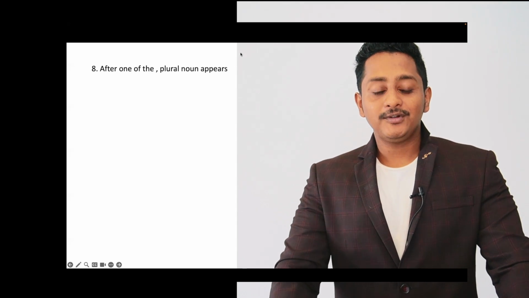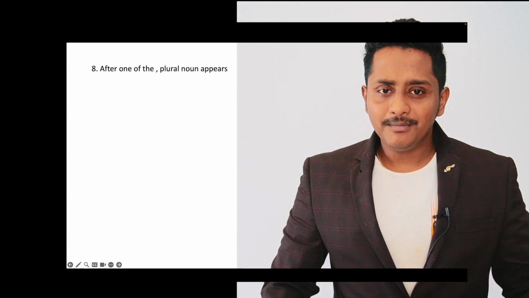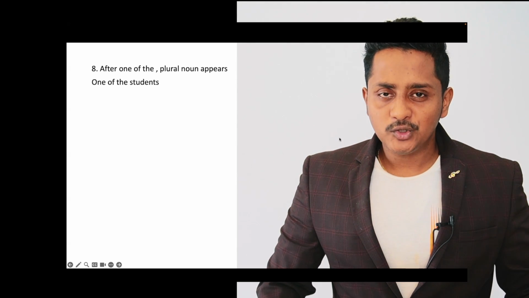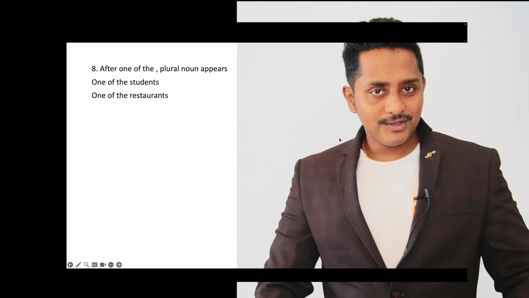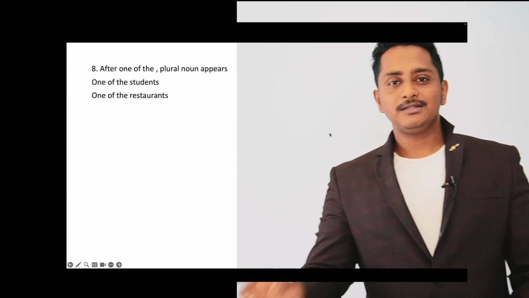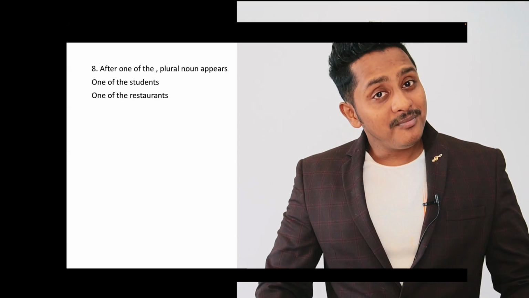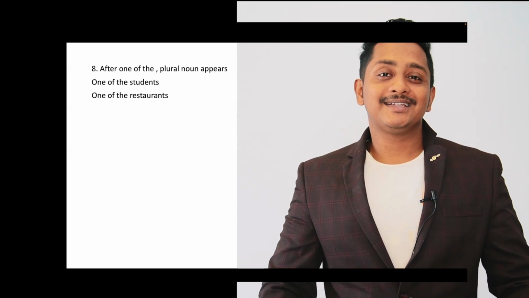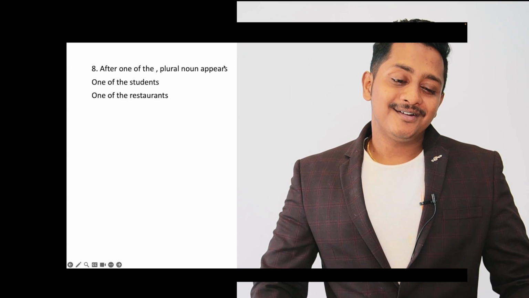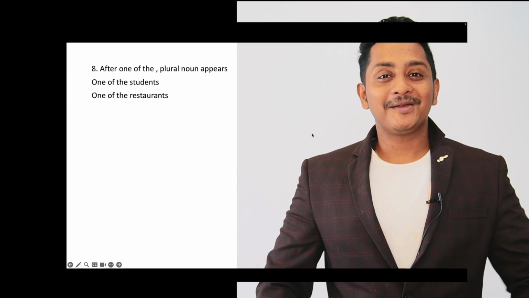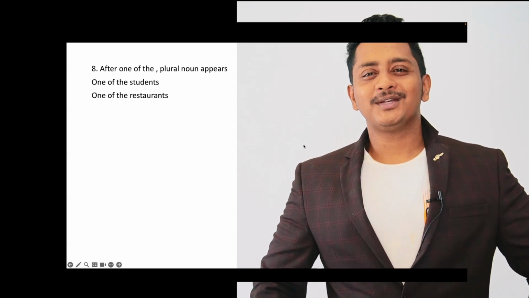Eighth one, after "one of the" with a dash, it should be a plural noun. Remember this. One of the student is wrong. One of the students, one of the restaurants. In your reading fill in the blanks, if there is a dash after "one of the", your eyes should only go to that option with S in it. It is not verb S. "Eats" also has the S. It's noun S: apples, restaurants, students. Remember this. All these are very, very important concepts.